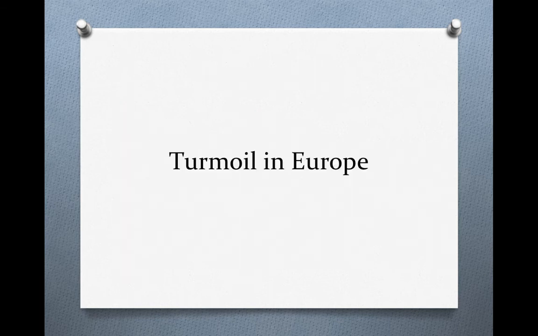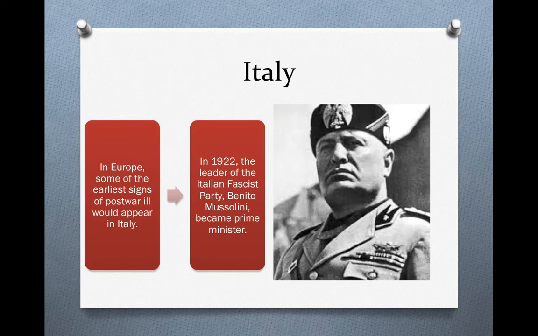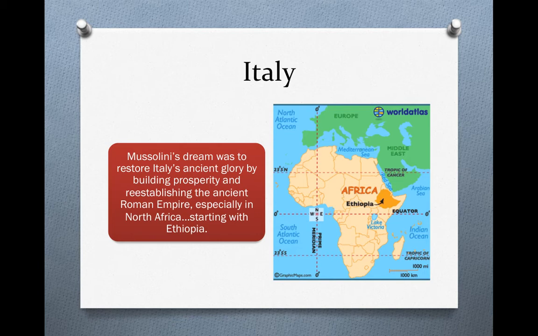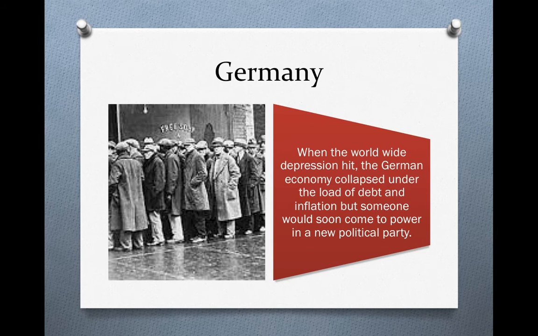Alright, our first part is going to be turmoil in Europe. So, in Europe, some of the earliest signs of the post-World War I ill would be apparent in Italy. In 1922, the leader of the Italian Fascist Party, Benito Mussolini, became the prime minister. Now, Mussolini's dream was to restore Italy's ancient glory by building prosperity and reestablishing the ancient Roman Empire. So that means that they would have to go back into North America, and they did so by starting with Ethiopia.